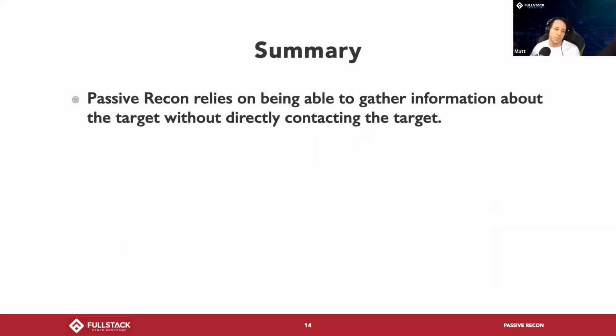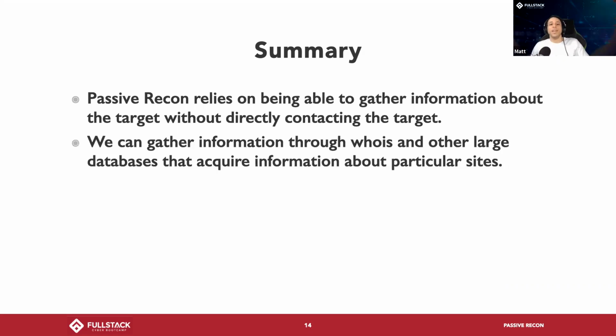So, summary of what all this passive recon stuff is. One, it relies on gathering information about the target without actually contacting the target, right? So we're not actually engaging with our target yet. Maybe we're going on their website, maybe we're making a user account, but we're not doing anything hacky yet. And we can gather a tremendous amount of information, really, from public sources.